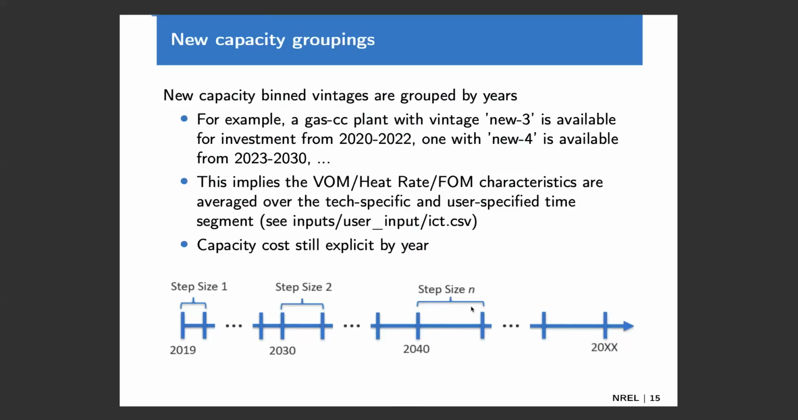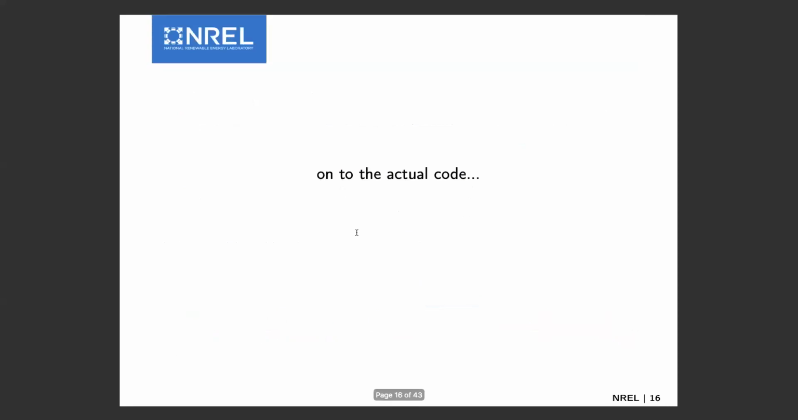And maybe I want to change that, so I can go into this file, the ict.csv file, and change, for each technology, the unit or the vintage resolution for that technology. So I'm going to move on to the actual code here.